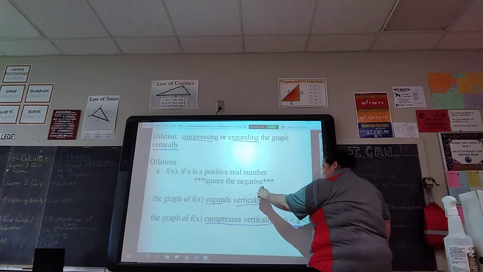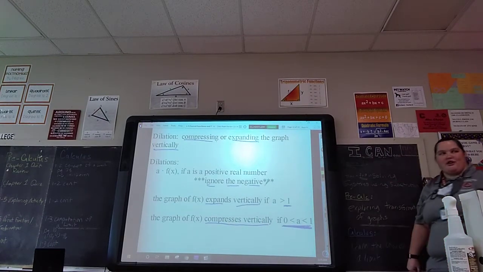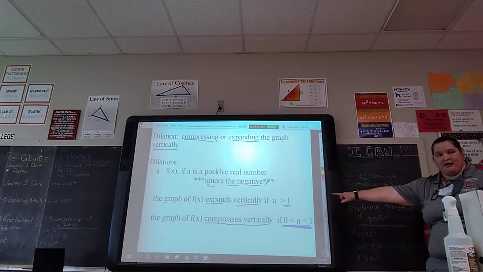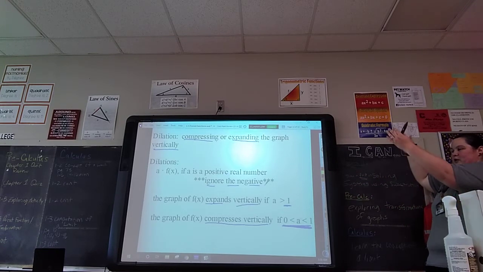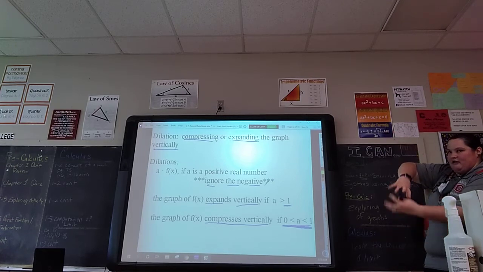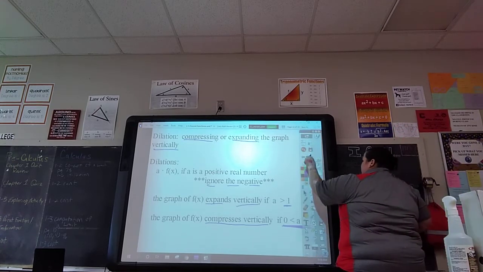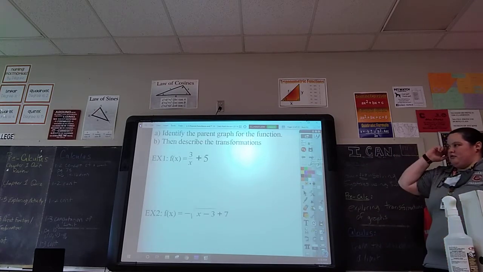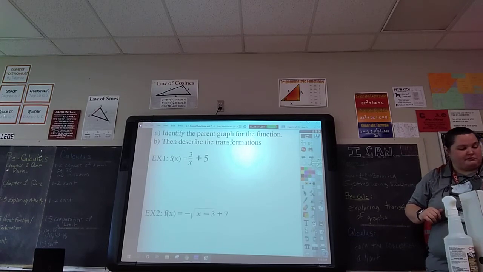And again, make sure you ignore the negative. So whether it's 5 or -5, both of those are going to expand vertically. Because the negative just means it reflects, so instead of having a parabola that faces up, it's going to face down, but it's still going to expand vertically, just downward. So let's do some more examples. And then we're almost done.